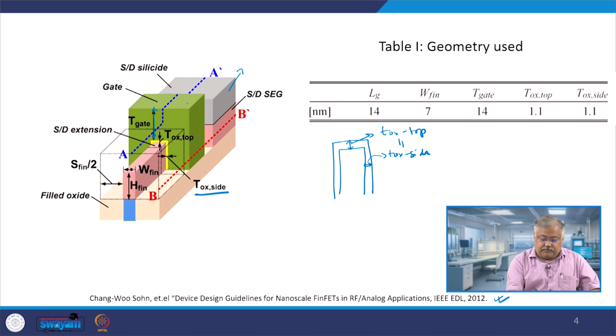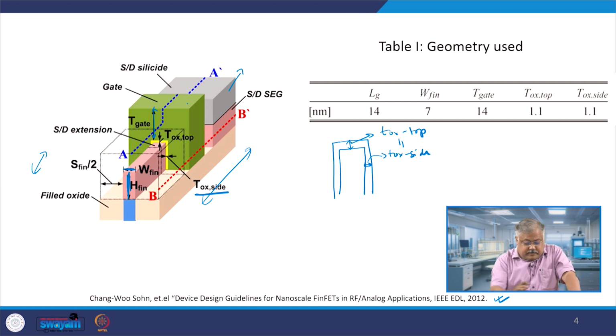This is the width of the fin, which we have already discussed. This is the H fin of the fin, because you will have another block available here. So, we define this to be S fin by 2, half of the S fin which you see. This is basically a cross sectional area, and several analytical models are used to evaluate the geometry dependent parasitics, which I have already discussed with you in our previous slides.